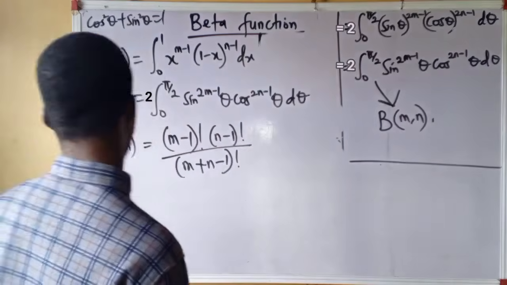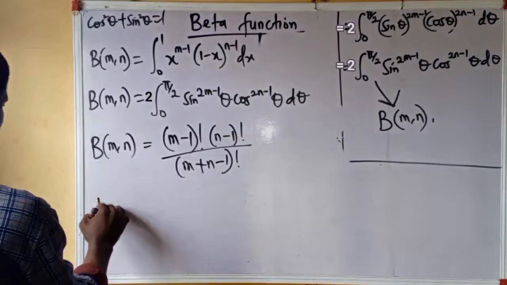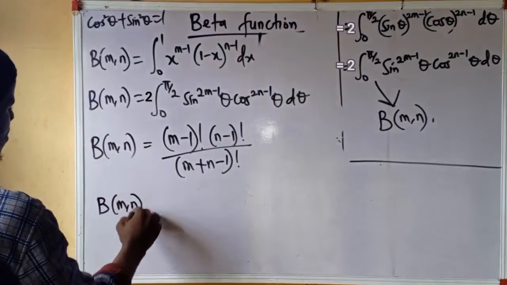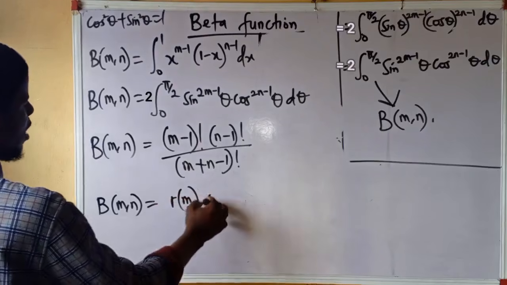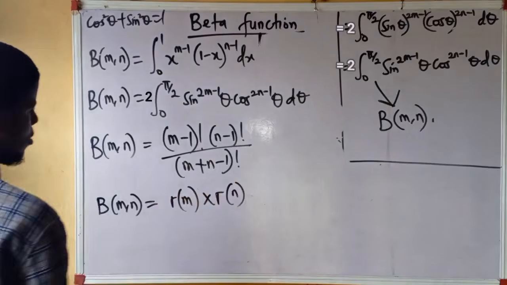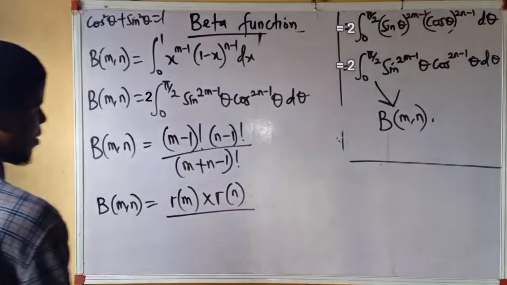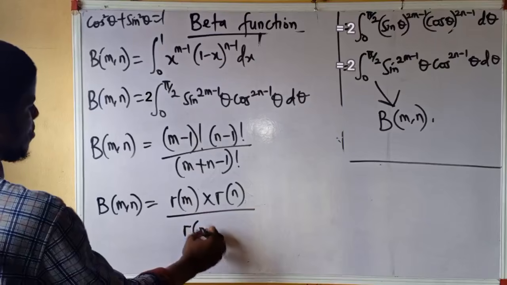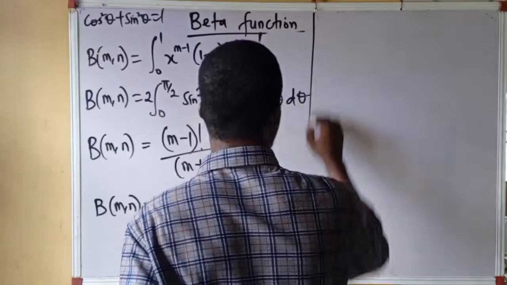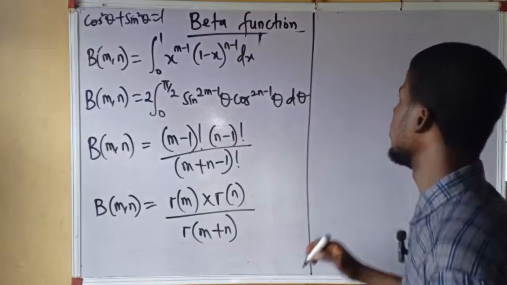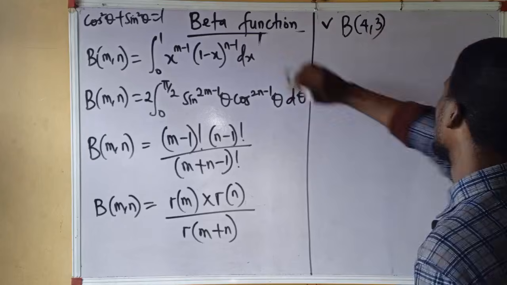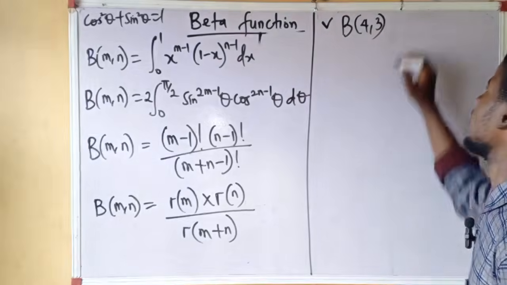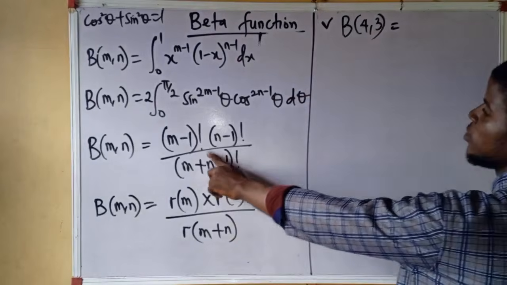Listen. Beta of m and n is simply gamma of m times gamma of n divided by gamma of m plus n. That is to say that if I'm to evaluate beta of 4 and 3, I can use this formula to evaluate it.